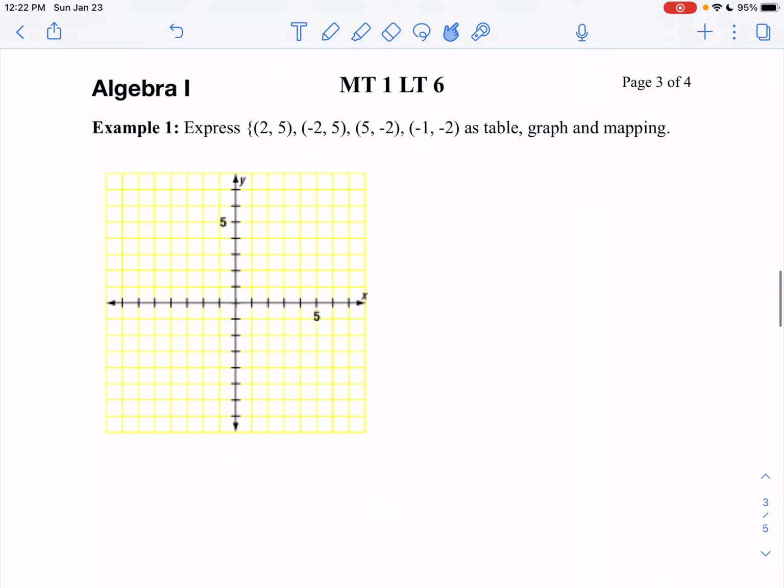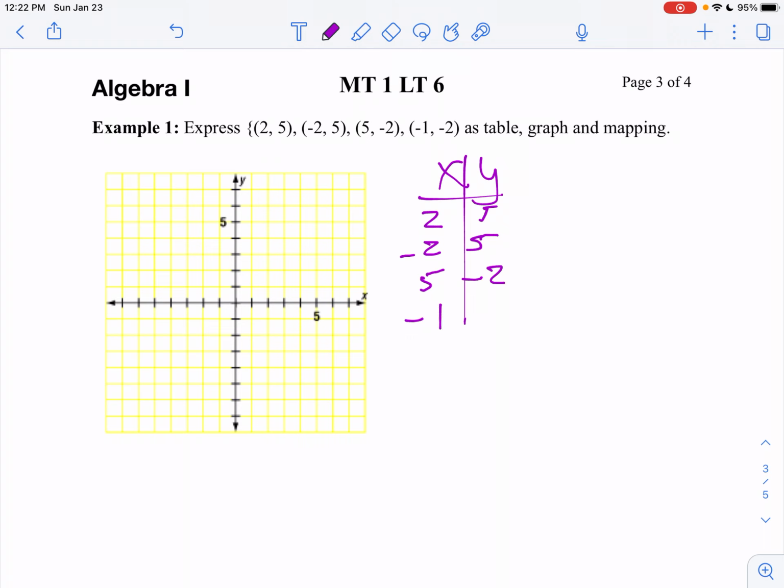Now let's apply that on example 1. I want to express the set of ordered pairs as a table, a graph, and a mapping. Let's start with the table first. So I'm going to have x and y because it goes ordered pairs. And what I'm going to do is list my x's out. So my x's go 2 and 5, negative 2 and 5, 5 and negative 2, and negative 1 and negative 2. So those are my table.